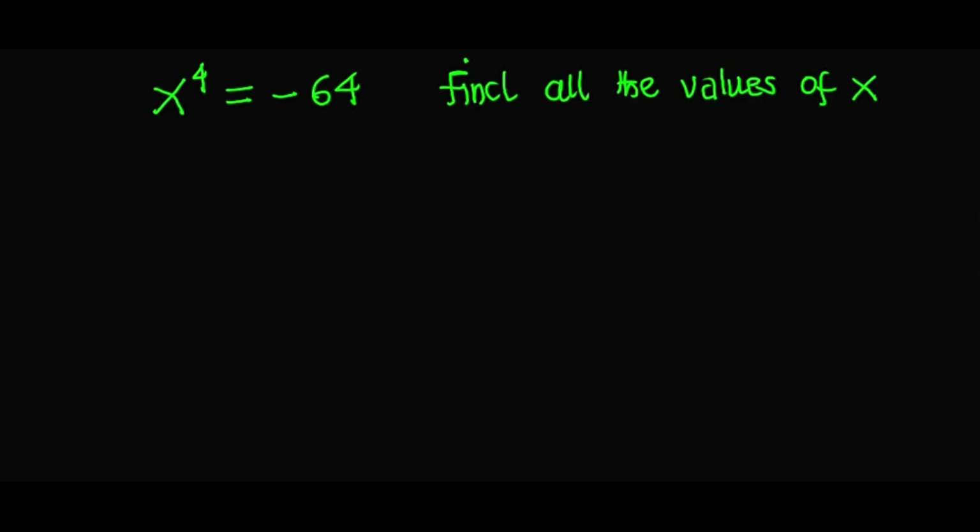We are going to look at how to solve this equation. X to the power 4 equals minus 64. Find all the values of x. Solution.